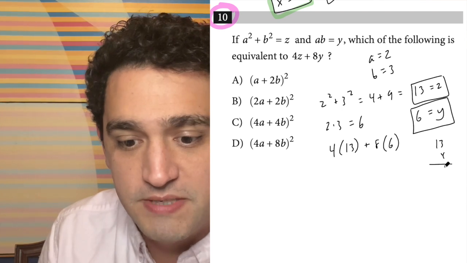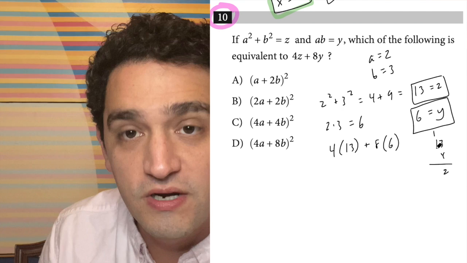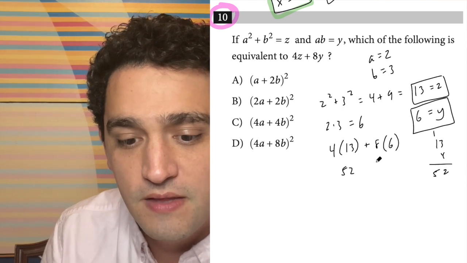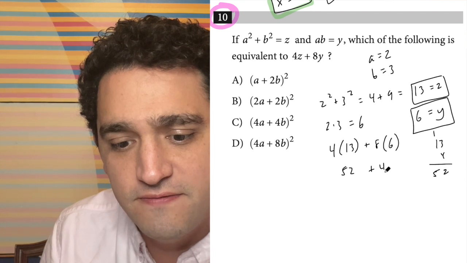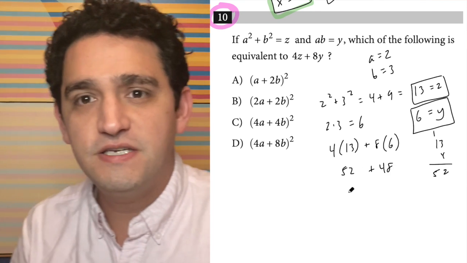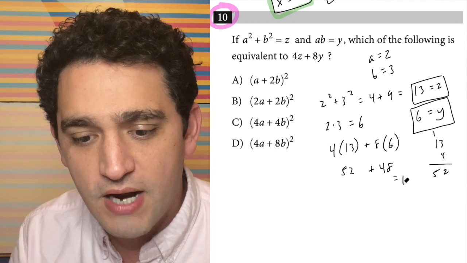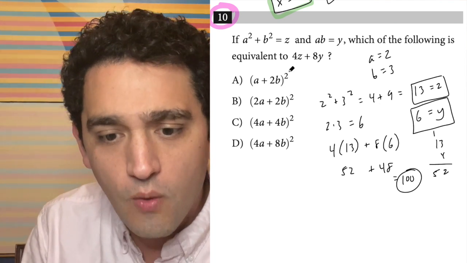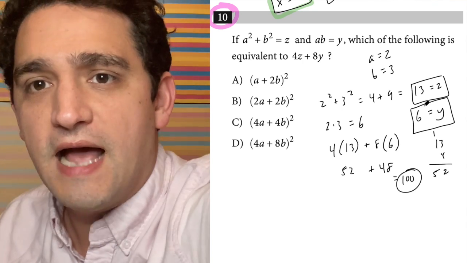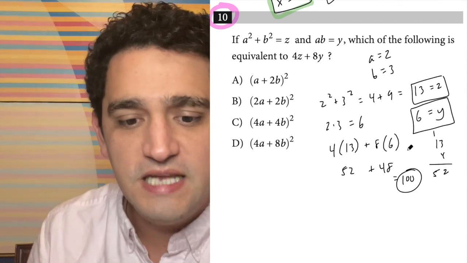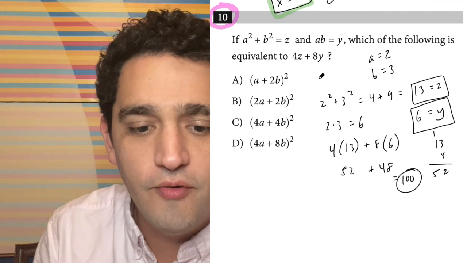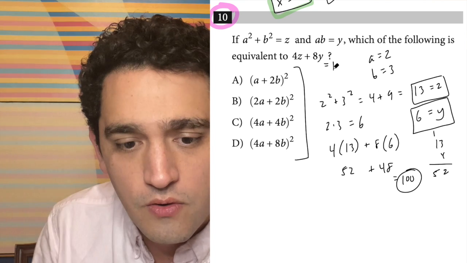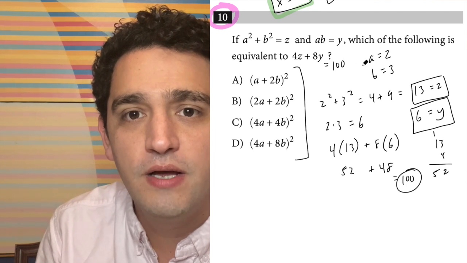4 times 3 is 12, carry the 1. 4 times 1 is 4, plus 1 is 5. This is 52. And 8 times 6 is 48. 52 plus 48 is a nice round 100. That is going to be useful. So we know with our desired values, 4Z plus 8Y equals 100. Which of these options equals 100 when A is 2 and B is 3?